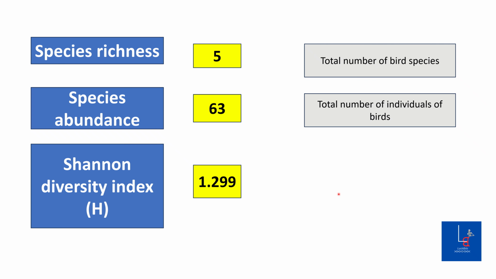From this problem we can calculate two more things. Initially I told you there are 5 species of birds. In biodiversity, the total number of species is known as species richness. So in our case it is 5. If we want to calculate species abundance, that is 63 total individuals. And we already calculated our Shannon diversity index, that is 1.299.